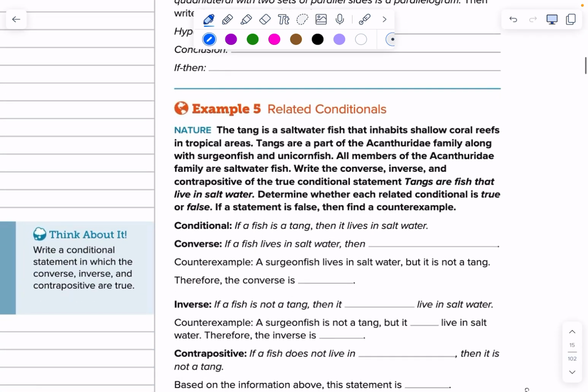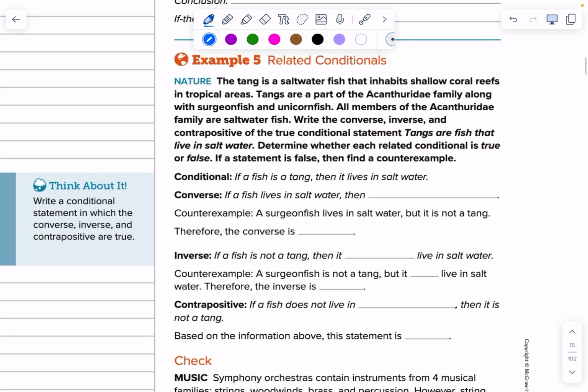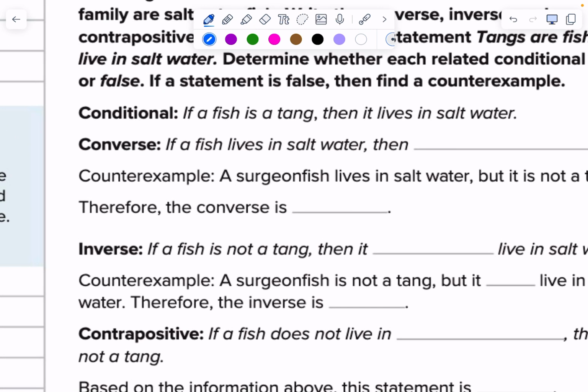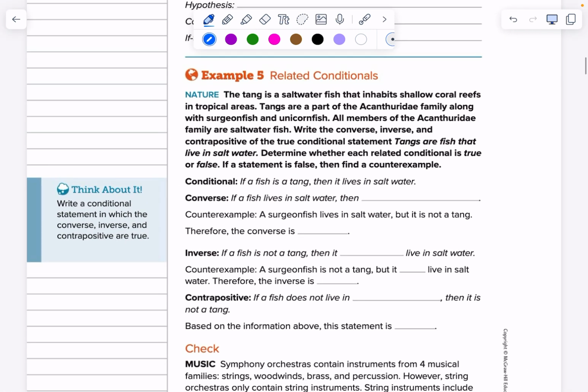All right, example 5. Okay, we're talking about a tang fish. I have no idea what a tang is. Have you heard of a tang fish before? Tang?